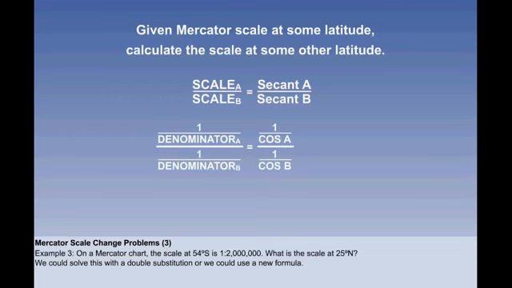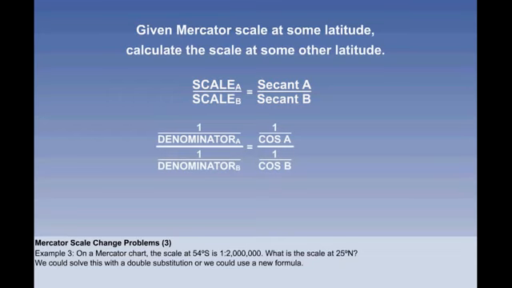Initially, we'll solve the problem the first way, the double substitution. This is useful anyway, because it'll confirm that the denominator decreases as the latitude increases. Then we'll use the new equation, and this should demonstrate how much quicker it is. We'll start by finding the scale at the equator.